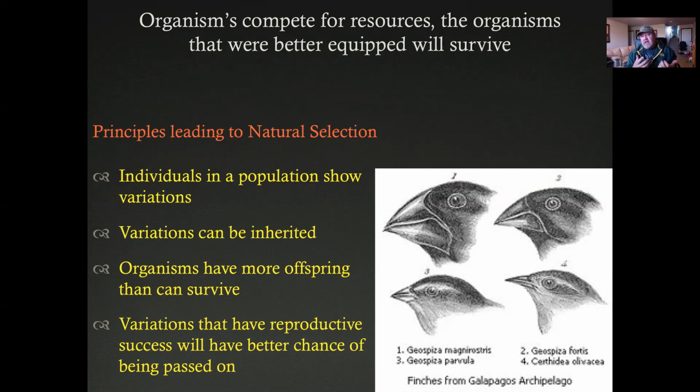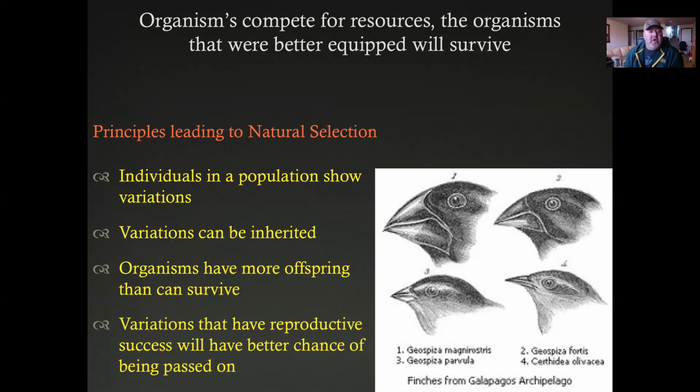And because they're surviving, they're more likely to reproduce, and their offspring go on to further generations. Okay, so the principles that lead to natural selection, this is the idea that the organisms that are better equipped are going to have a higher rate of their genes being passed to subsequent generations.